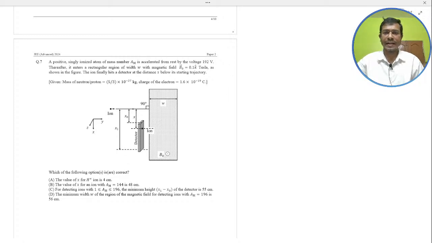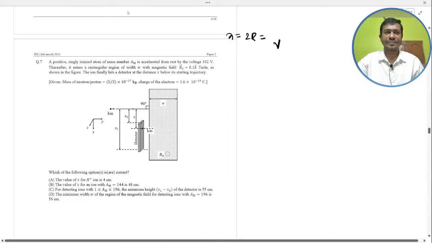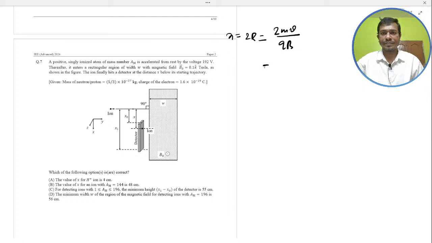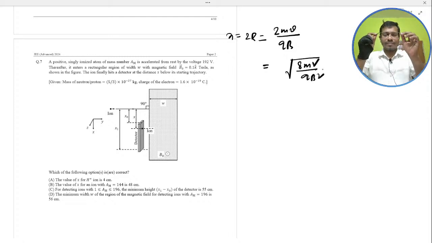So here it is given that x equal to 2r. This is nothing but twice mv by qB. This is equal to the square root of 8 m V by q B square. First v is velocity and second V is the potential.